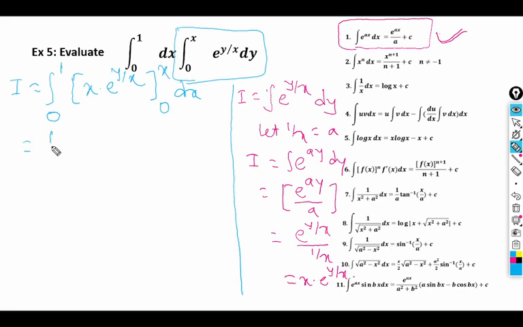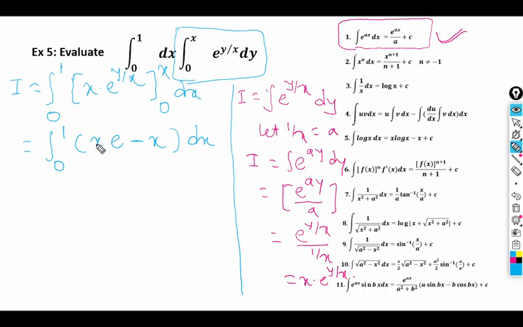So here we are going to replace the upper limit. You will observe x into e raised to x upon x. x upon x is 1, is it? So e raised to 1 is e, minus x into, now we replace y by 0, so e raised to 0, that is 1. So this one we leave.